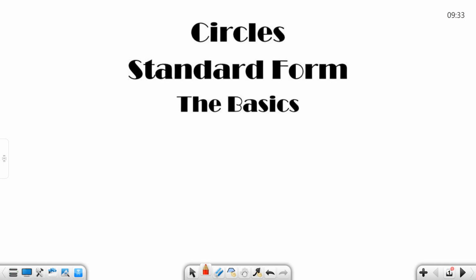Circles, standard form, the basics. So the standard form of a circle is (x minus h) squared plus (y minus k) squared equals r squared, right? So the center, when it's in this form, is (h, k).